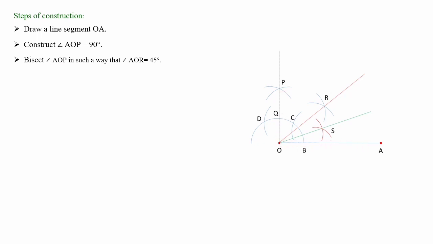AOP you have to bisect, and you will get angle AOR equal to 45 degrees. Next, bisect angle AOR, that was 45 degrees before. When you bisect it, you will get angle AOS, that is 22.5 degrees. So this angle AOS is our required angle.